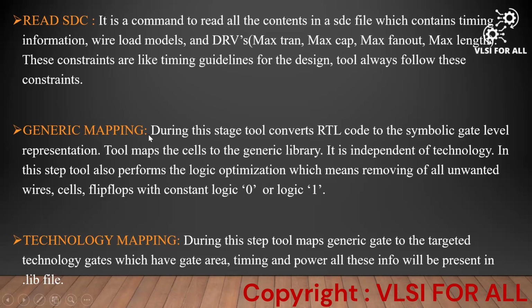The next stage is generic mapping. Here the tool converts the RTL code into a symbolic gate-level netlist, which means it is in generic gates that don't have any technology information. These are basic generic gates, normal to any design, so the tool is independent of technology here. It won't map to any technology; it just converts the RTL code into a gate-level netlist as we discussed earlier. If any if-else statements have been read, they will be turned into muxes and mapped into generic gates.